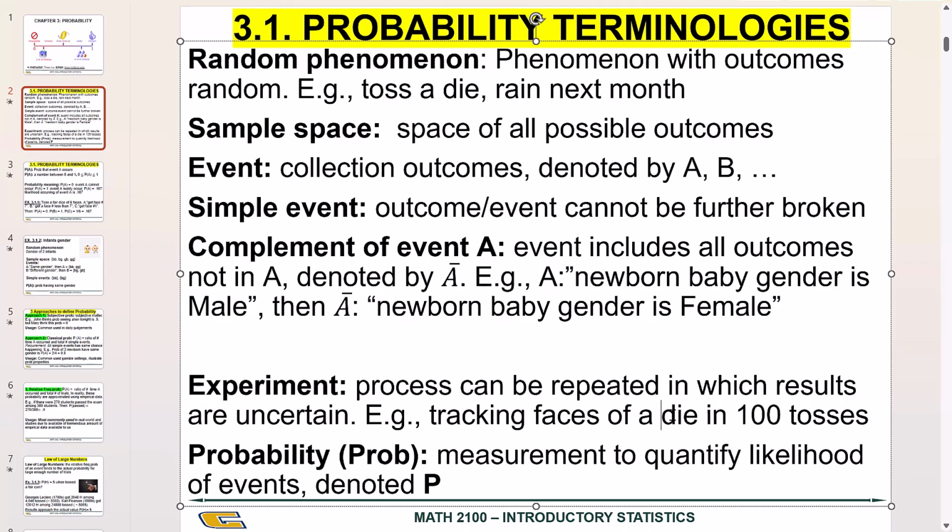And then probability. From now on we will use the abbreviation prob, P-R-O-B. This is just a measurement to quantify the likelihood of events, and we denote it P. Basically, if we get an event, we really want to know the chance of that event happening, and that is called probability. How likely it's going to happen.